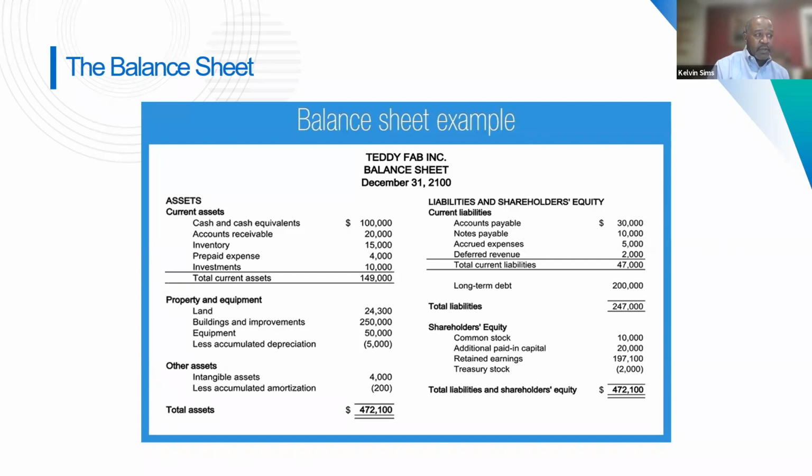And then also the investments are part of your current assets. Property and equipment, your land, buildings, equipment, minus your depreciation, and then other intangible assets and any amortization, and that's just paying for those assets over time.